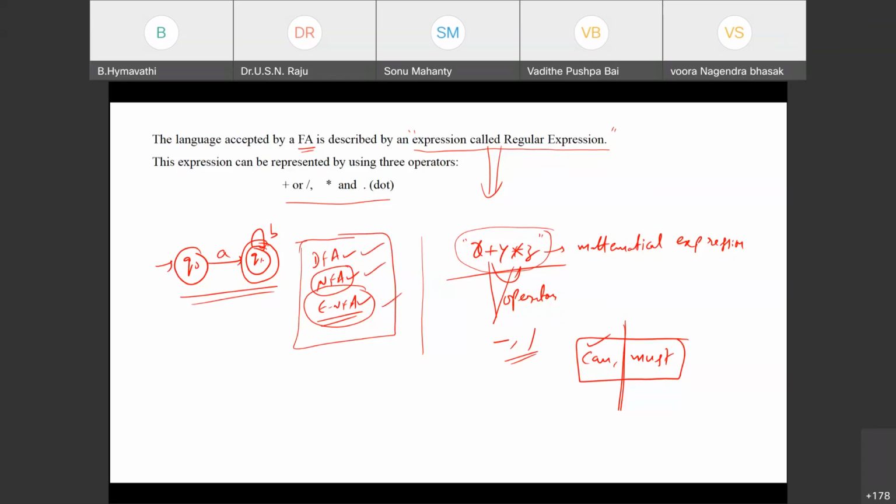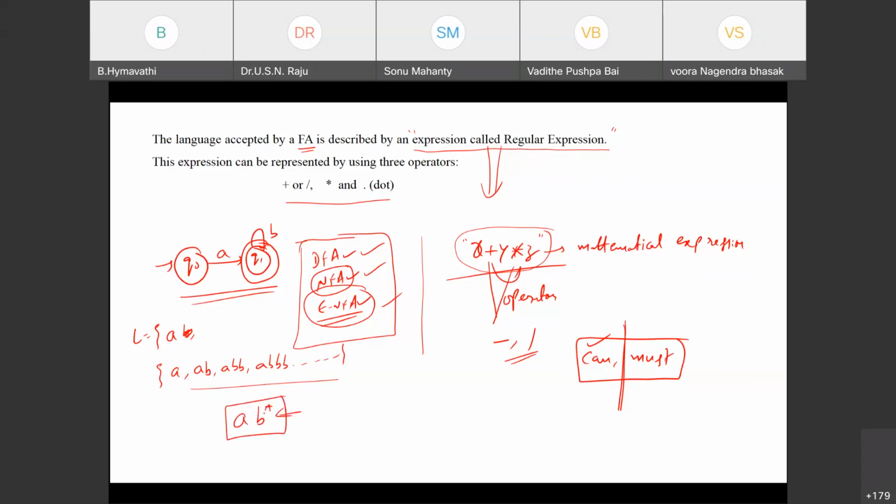Now generally, what can you say about the language accepted by this? Any string starting with A followed by any number of B's. A is accepted or not in this one? Yes. Then what is the next string? AB. Then ABB, then ABBB, and so on like this. Now the language, instead of writing this language, simply I'll write A B star. So this is nothing but a regular expression.